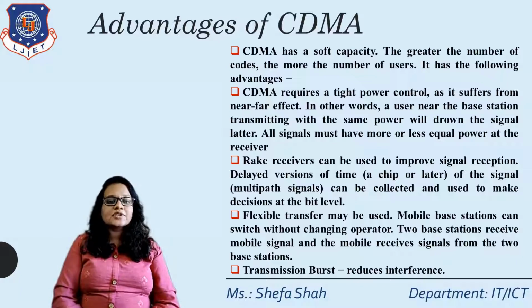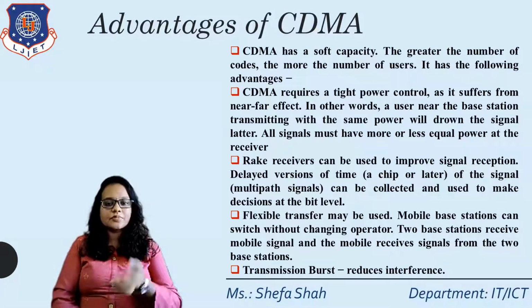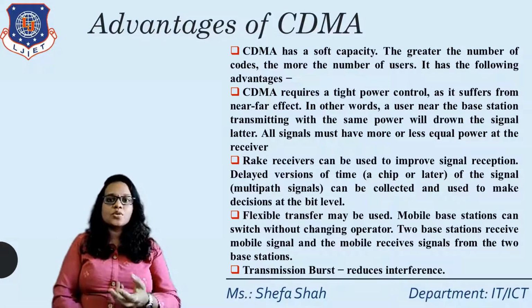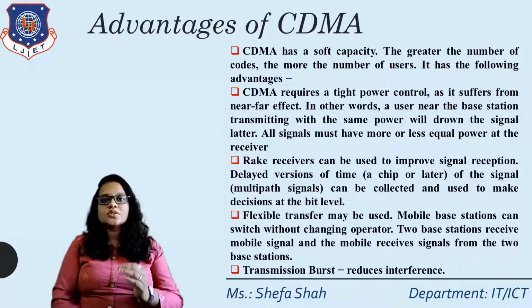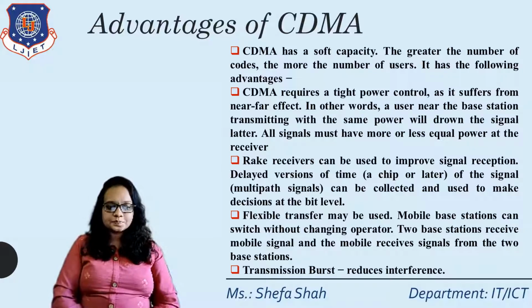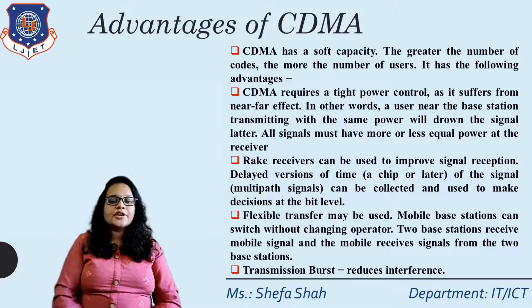Second, rake receivers can be used to improve digital signal reception. Delayed versions of the signal can be collected and used to make decisions at the bit level. The transmission burst in digital format reduces interference, as the codes between adjacent channels are orthogonal, so there is no correlation and the interference will be less. Next, flexible transfer may be used. That means the mobile station can switch without changing operator, and two base stations receive the mobile signal, and the mobile receives signals from the two base stations.